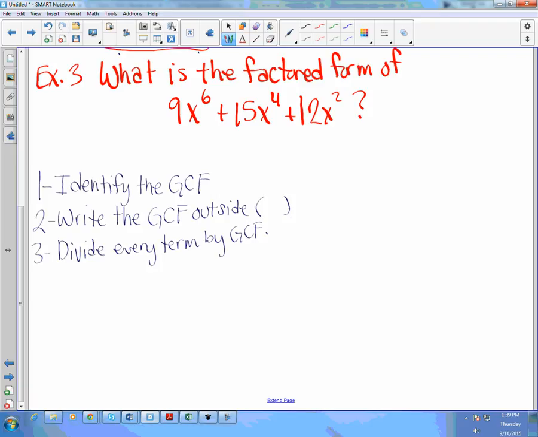Okay, so with your neighbor, I want you to discuss and select what is the greatest common factor for our trinomial, 9x to the 6th plus 15x to the 4th plus 12x squared. What is the greatest common factor for that guy? Talk with your neighbor and decide to agree.